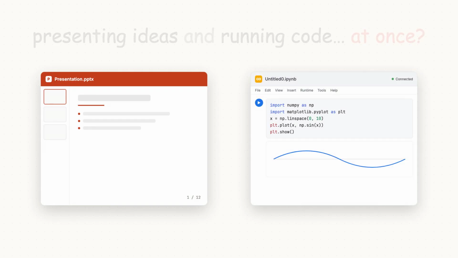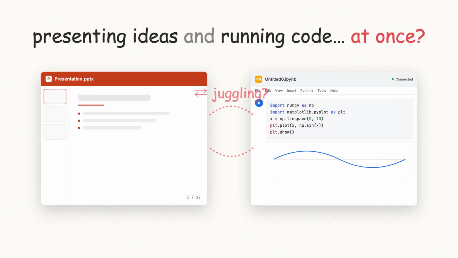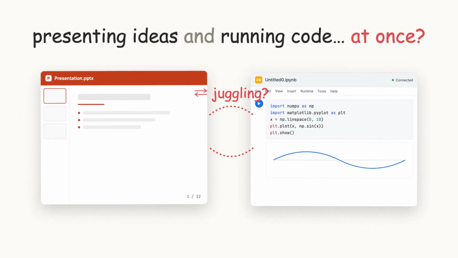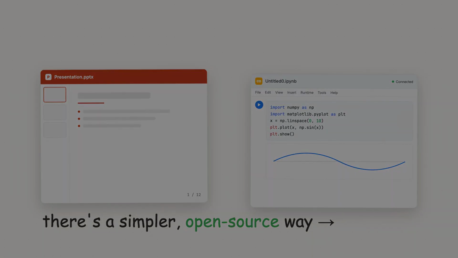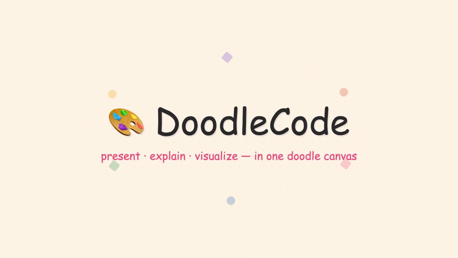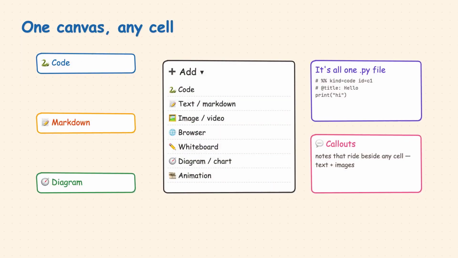If you've ever tried to present an idea and run the code at the same time, you end up juggling slides in one window, Colab in another. There's a simpler open source way. This is DoodleCode: present, explain, and visualize all in one Doodle canvas.